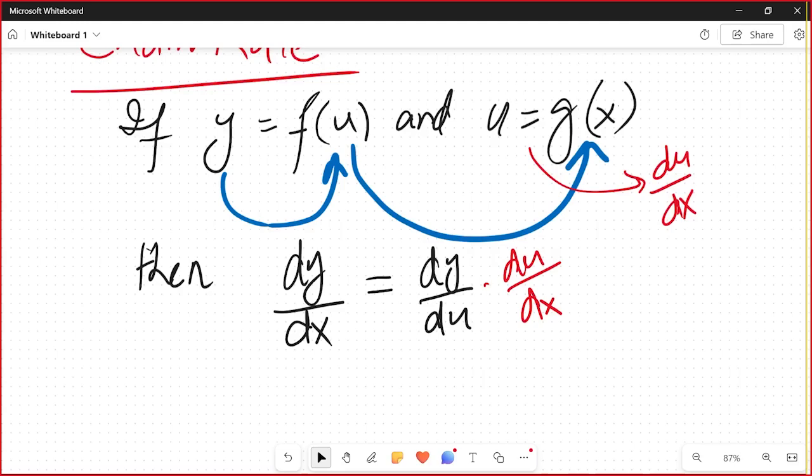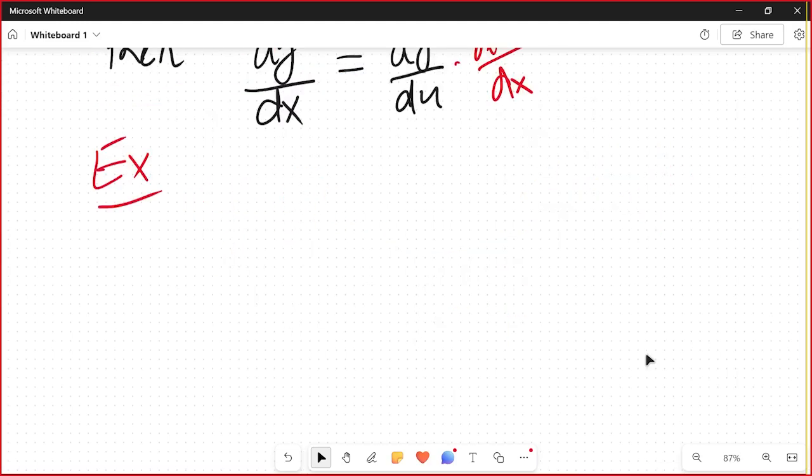Okay, so this is called the chain rule. Why? You are first doing dy upon du, and then you are doing du upon dx, and then you are multiplying both of them, and then you are getting the answer. So it's like a chain. To get dy upon dx, you are finding two derivatives, then multiplying them, and that gives you the original derivative. There are two, three ways of doing it.